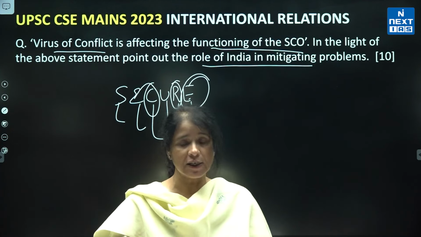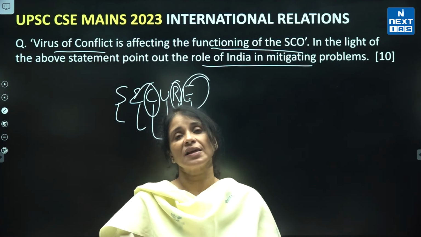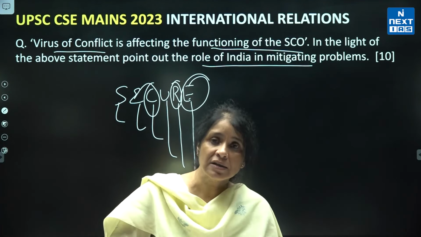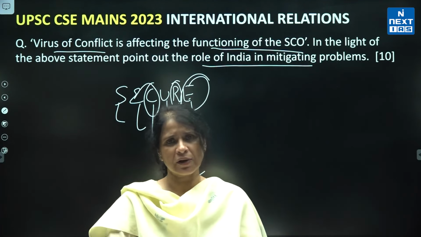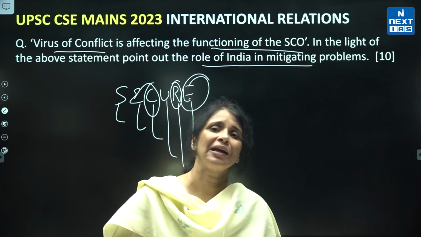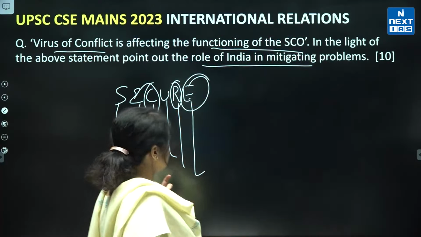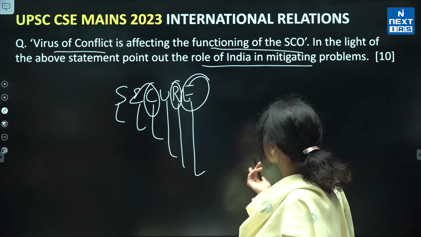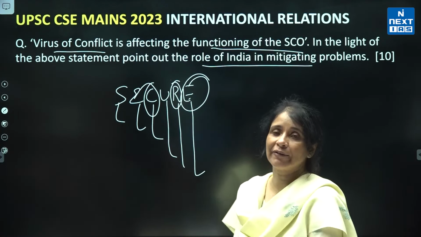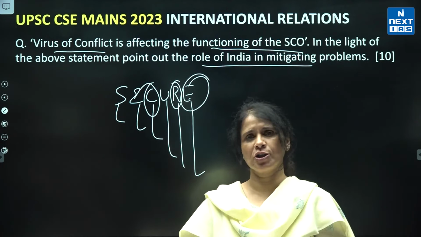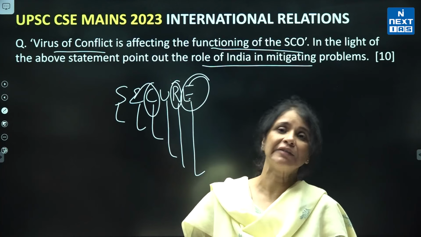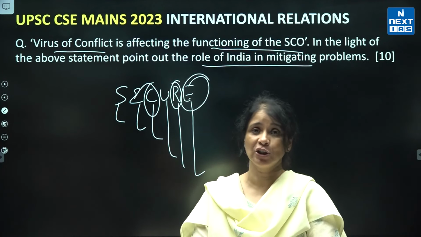We have been constantly doing NSA level meetings here. We are also trying to stabilize Afghanistan and all those things. You can write 1 or 2 lines and you can end up your answer here. This is how we can write this question. And this SCO has been covered in our classroom notes also, and since it was in the current, it has been widely covered in our current affairs magazine also.